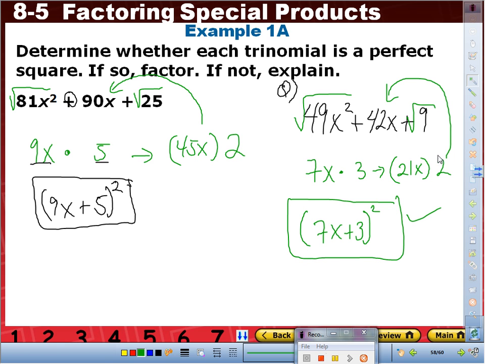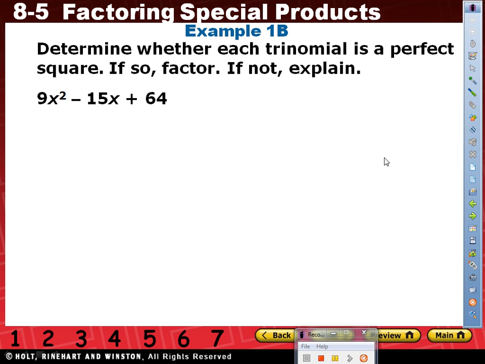Let's go to that one. Here we go. Copy this one down. Example 1B. You don't have to copy the instructions anymore. You already have them. Just copy example 1B and copy the trinomial. 9x squared minus 15x plus 64. Let's do this one together.